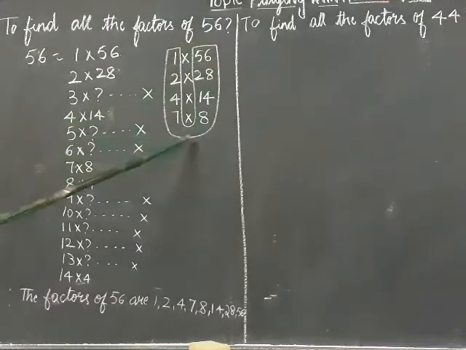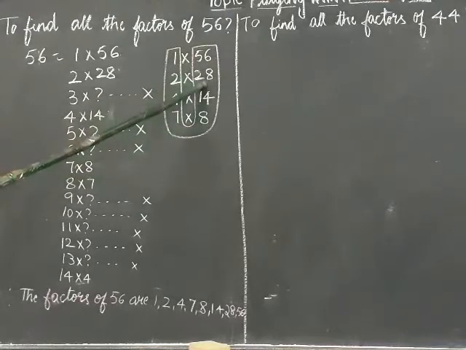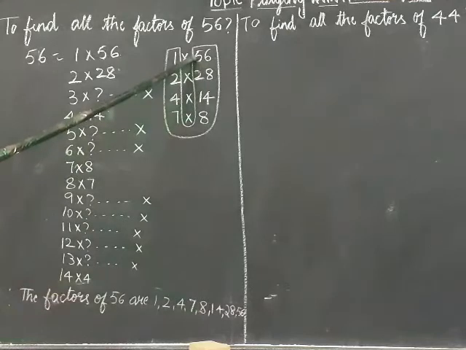That is, it is going in U shape. That is 8 7s are 56. Again 14 4s are 56. 28 2s are 56. The numbers are repeating, so we can write that the factors of 56 are 1, 2, 4, 7. Repeat the numbers backward: 8, 14, 28, 56. This is the way to write the factors of a number given to you.